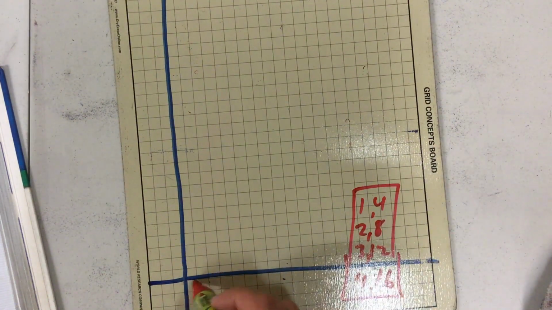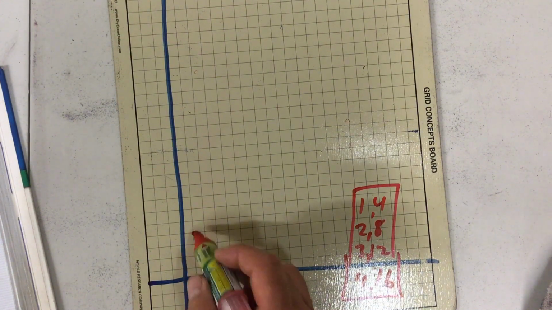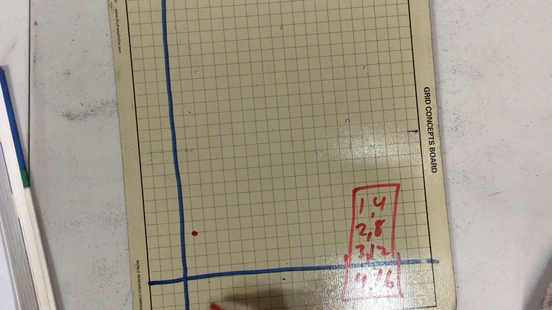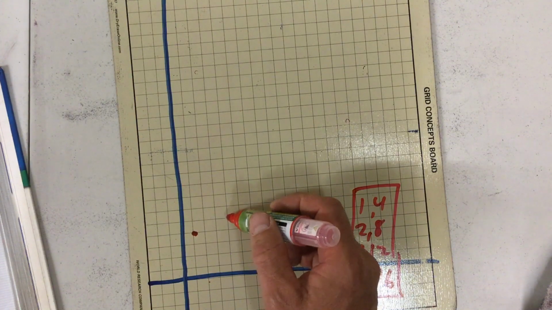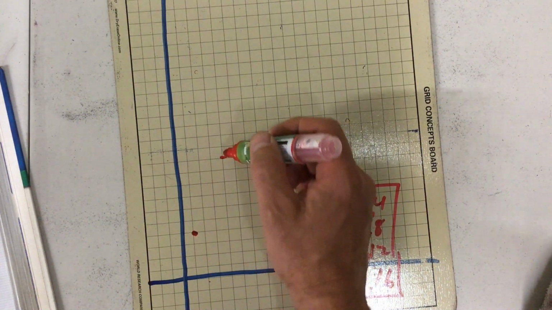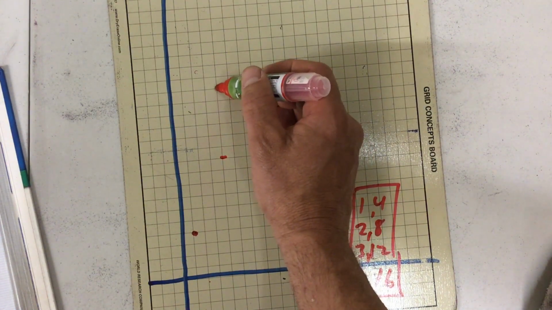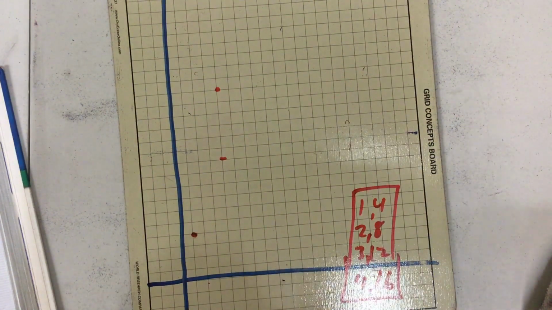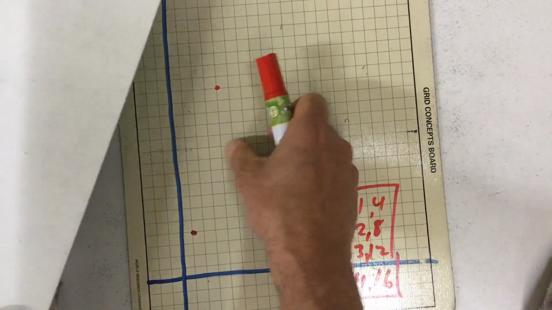So 1, 4 will be over 1, up 4. 1, 2, 3, 4. That's my 1, 4. And 4, 16, 1, 2, 3, 4. And then 16 is 1, 2, 3, 4, 5, 6, 7, 8, 9, 10. I'm going to put a 10 here just in case I lose my spot. 11, 12, 13, 14, 15, 16. Oh boy, I'm going to need a straight edge here.